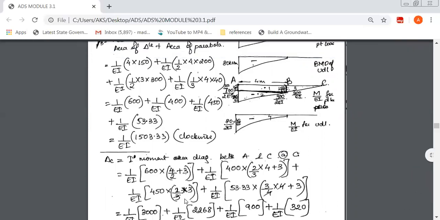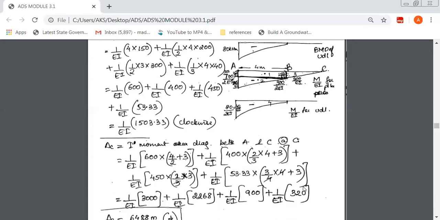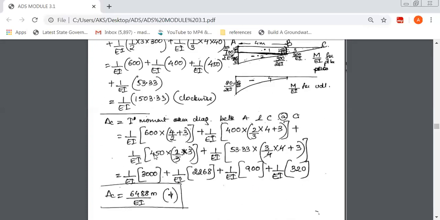Next, finally, the fourth quantity, that is M over EI. We have already found out this area here into now this distance. So again, the CG of the parabolic curve is 3/4 of x distance. This is 3/4 of this distance. So 3/4 of 4 plus 3, because you're finding the CG distance about C. So +3. So again, if you simplify all of this one by one, so you will get this answer.